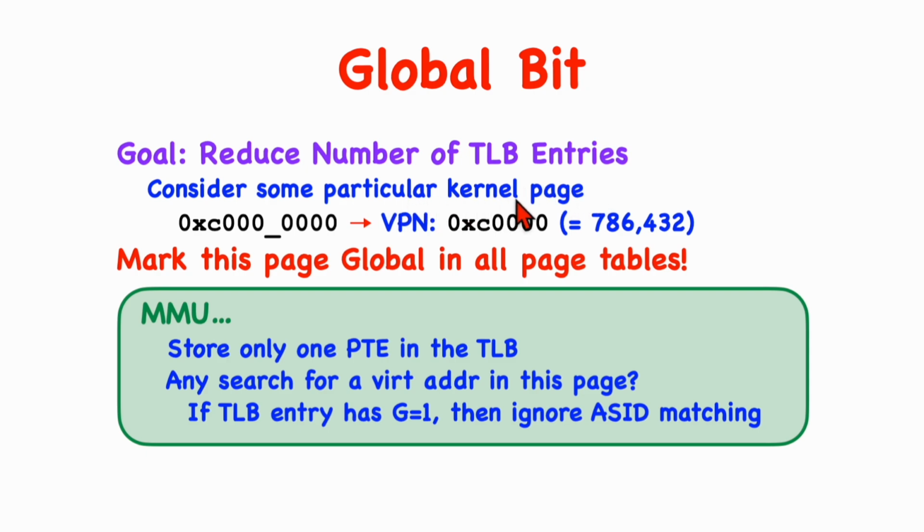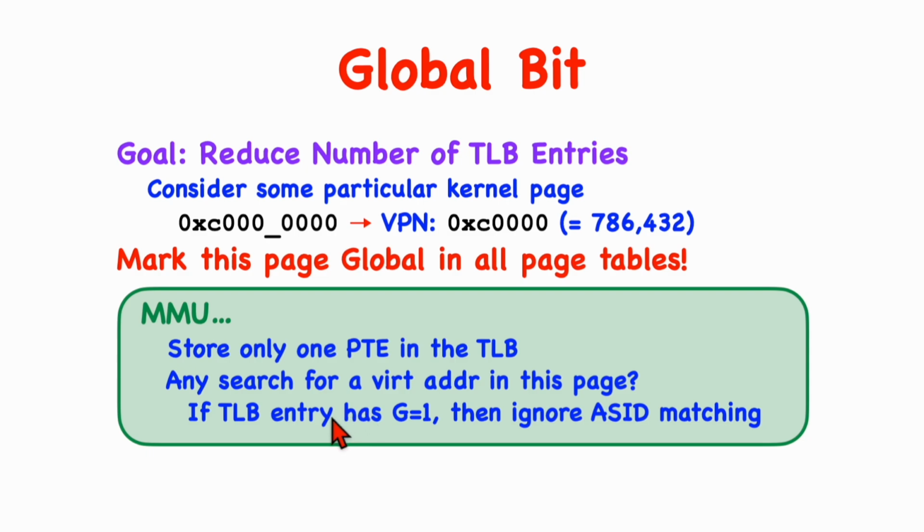So let's consider some page in the kernel, and we might want to consider the very first page, which has a virtual address of hex C0000000. This page has a virtual page number of hex C0000. This virtual page will exist in all address spaces, so the page table entry for page hex C0000 will be marked as global in all page tables. And this would allow the memory management unit to only store one page table entry for this page in the TLB cache. Then, whenever we have a virtual address in this page and the memory management unit is asked to map the virtual page number into a physical page number, it will search for a matching entry.